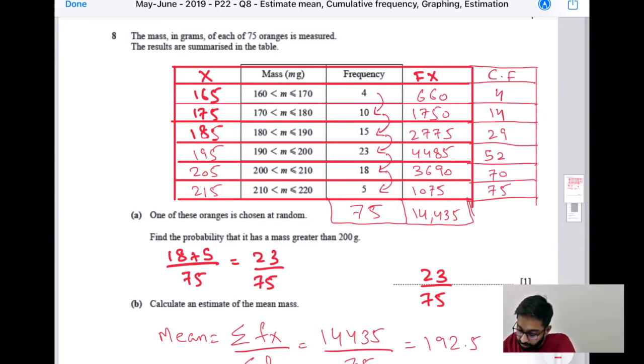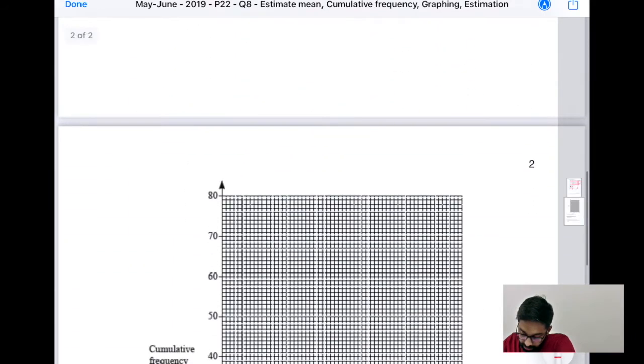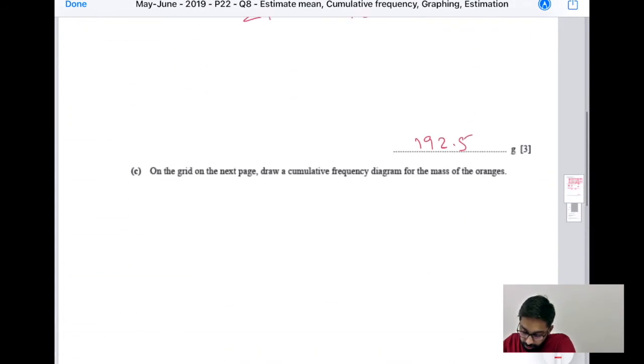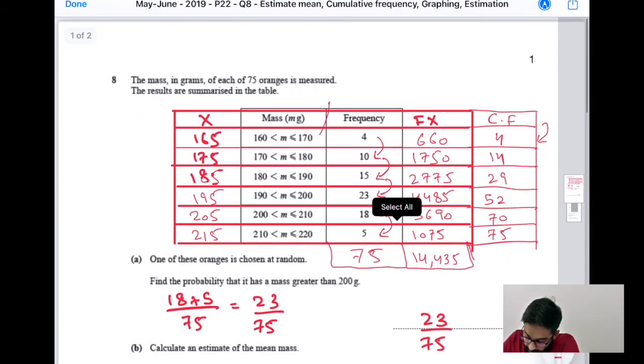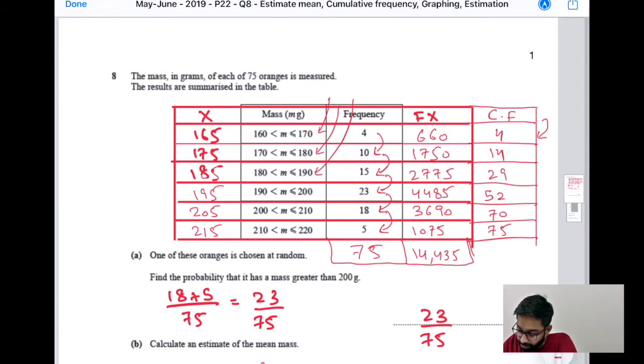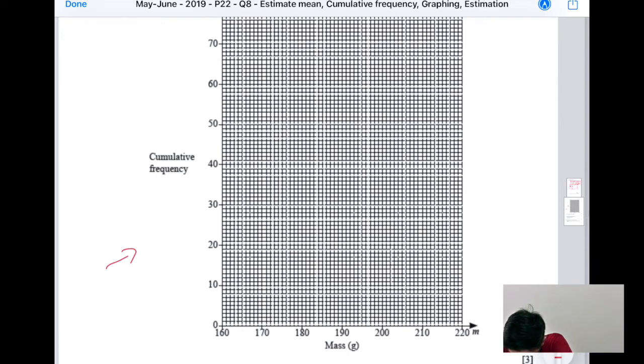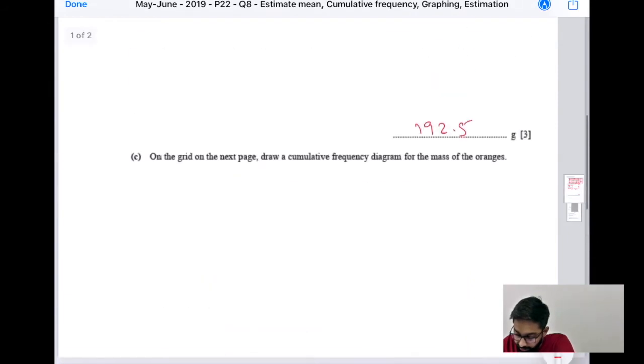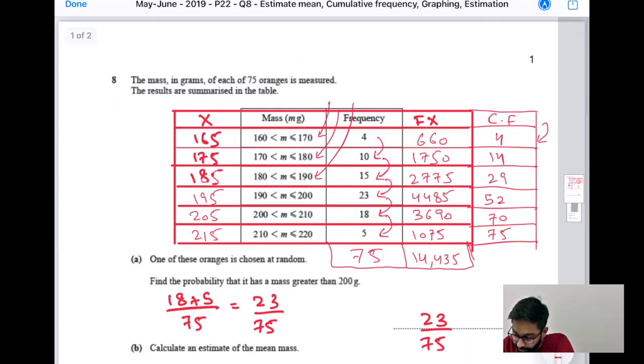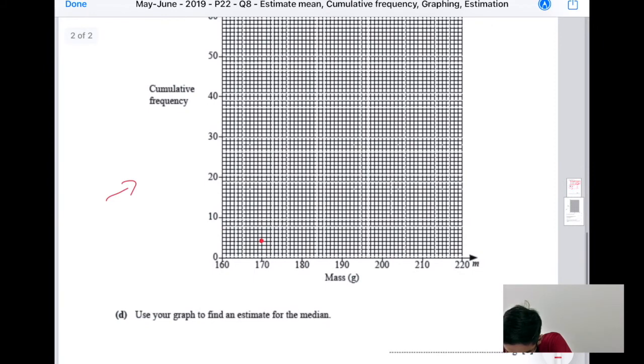Okay, we need to plot these values on this grid over here. And we need to use these values like 170, 180, 190, all of the ending values on the x-axis. So let's do that. The first one is 170. For 170, it should be plotted at 4. So 170 and then 1, 2, 3, 4. There. I hope this is visible. Then the next value is 180 and the y value should be 14. 180 and 1, 2, 3, 4.